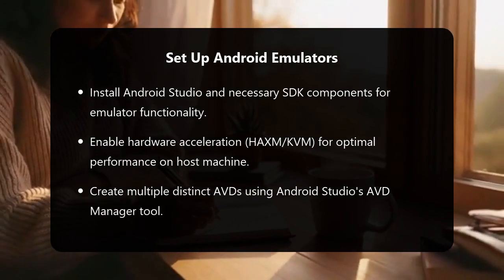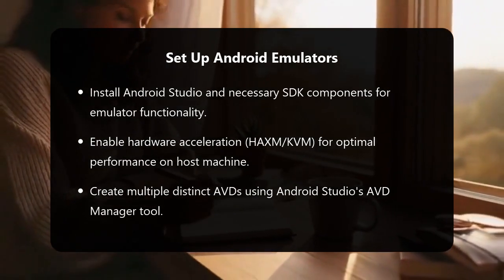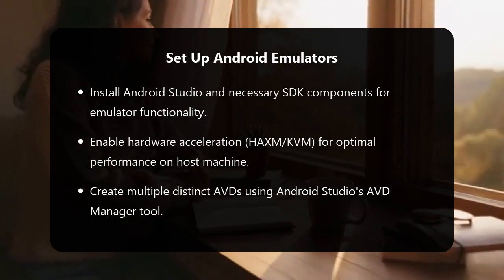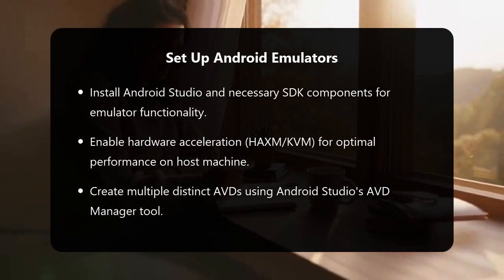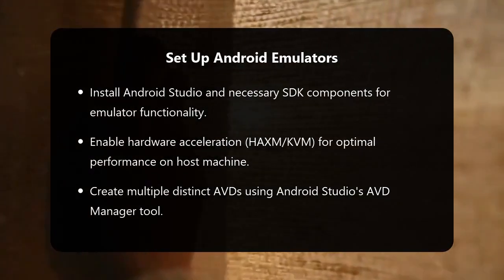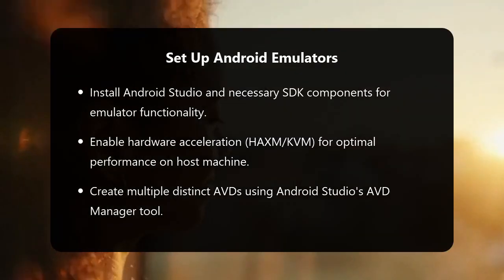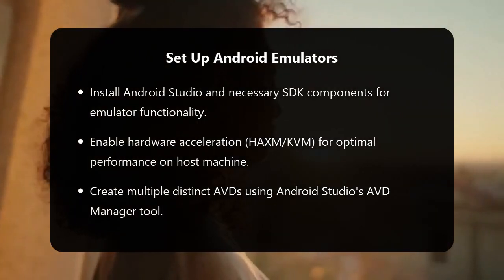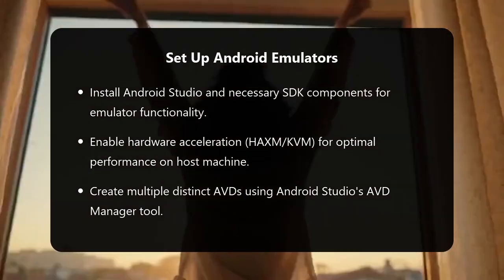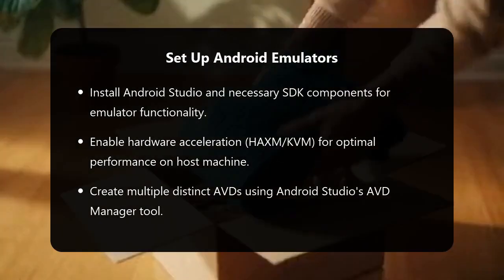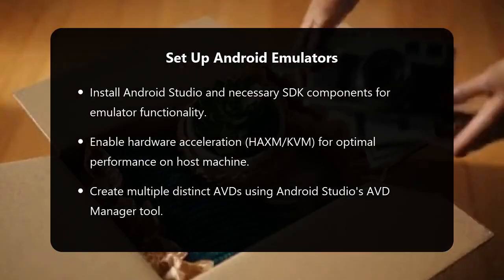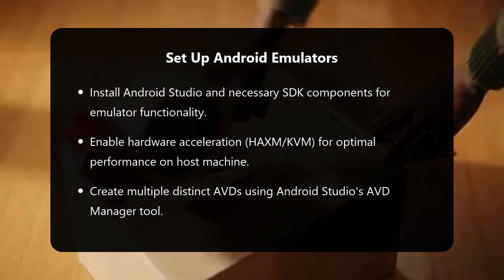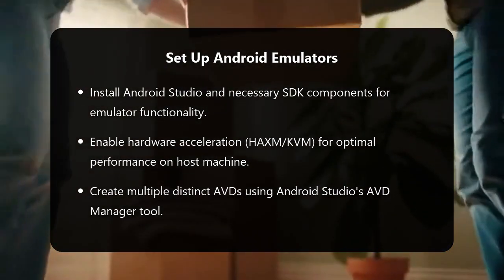First, ensure you have Android Studio installed and all necessary SDK components, especially the Android emulator and SDK platform tools. Crucially, for optimal performance, you must have hardware acceleration enabled on your host machine. For Windows and macOS, this means Intel HAXM, while Linux users will leverage KVM. Without proper hardware acceleration, running even a single emulator can be sluggish, let alone multiple.